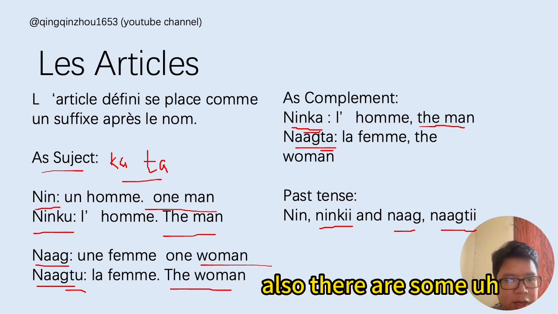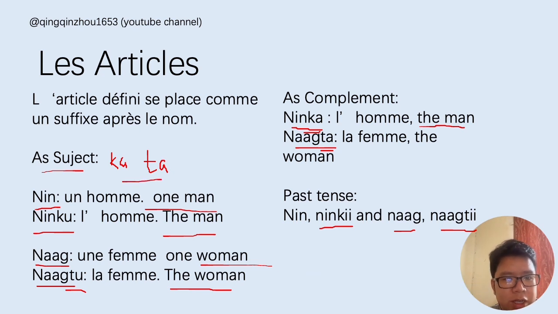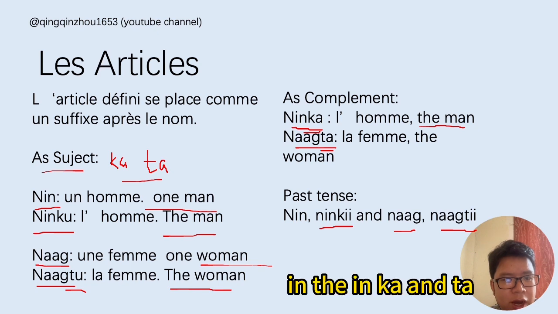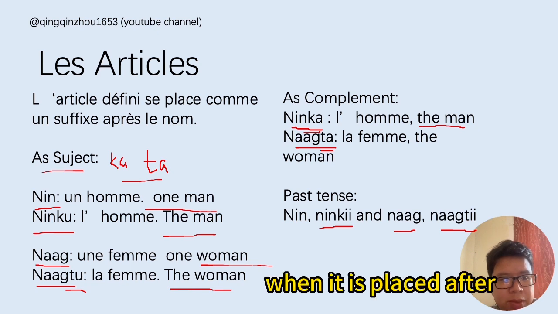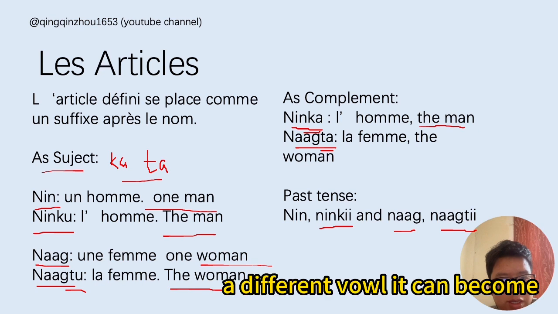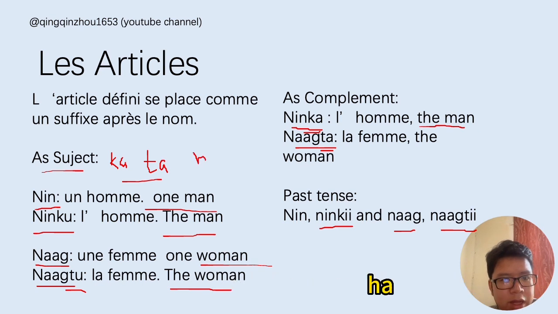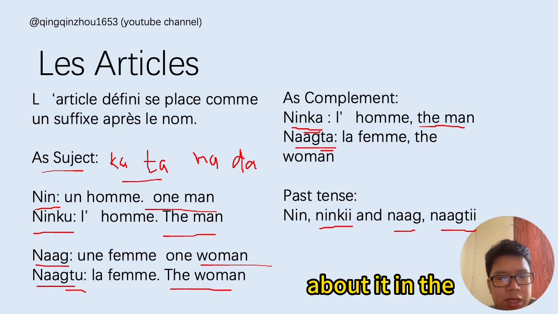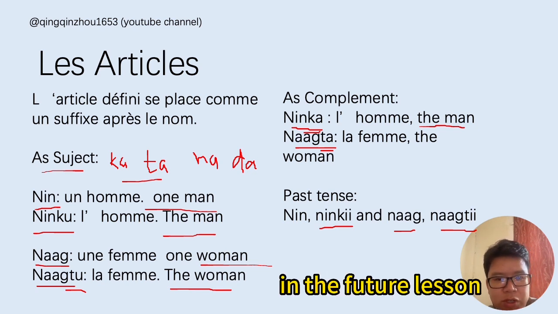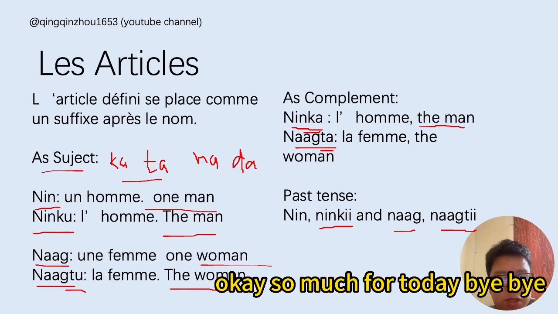Also, there are some sound changes in ka and ta. When it is placed after different vowels, it can become ha or da. We will learn about it in the future lesson.